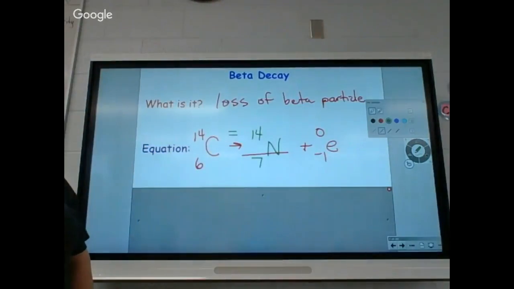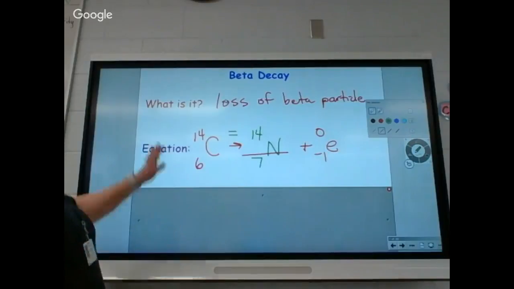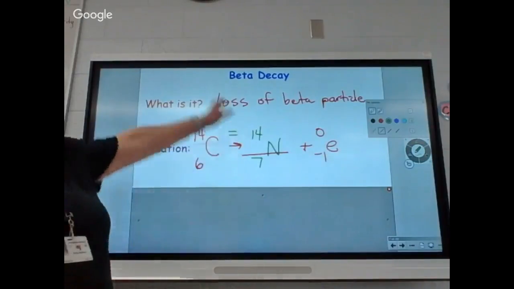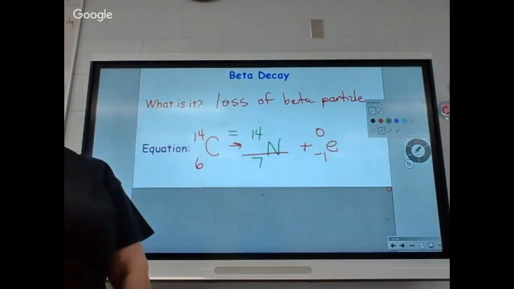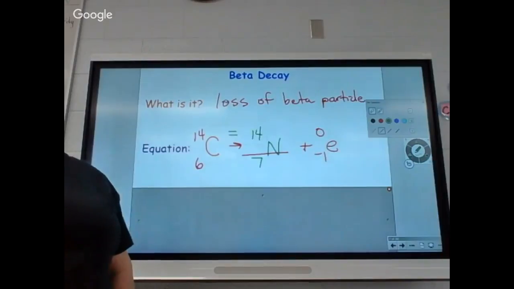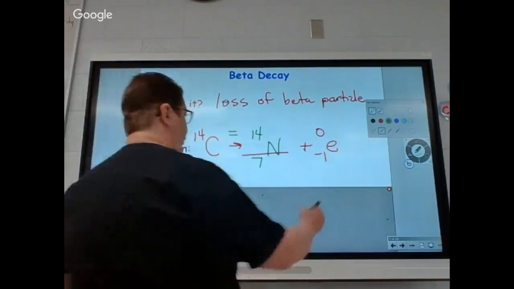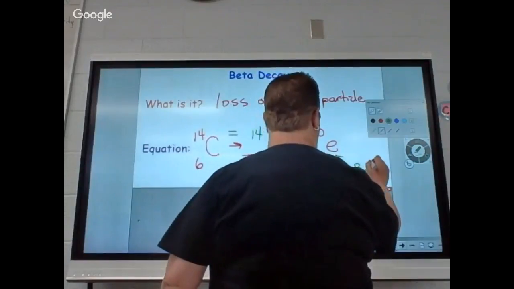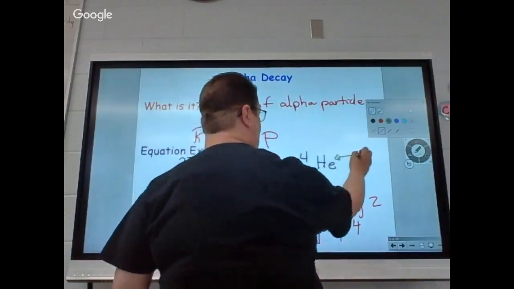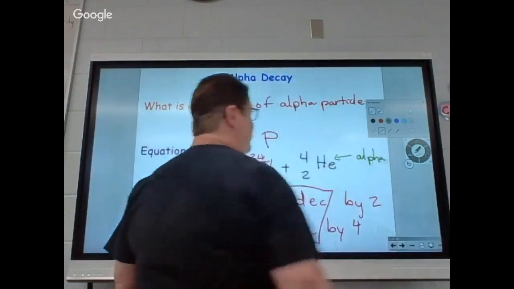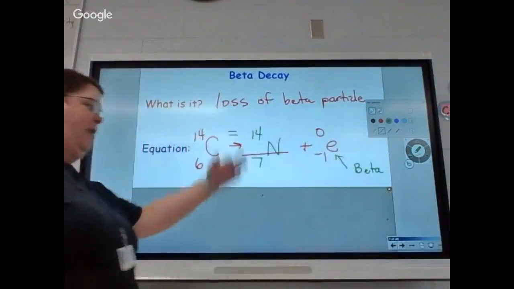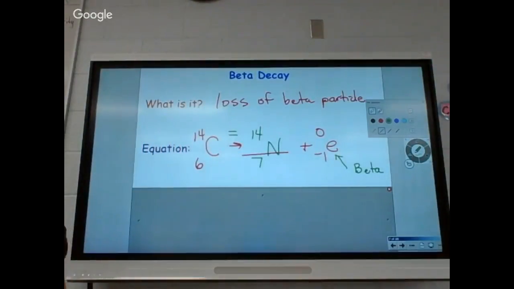Anybody else have a question? No. Now, what if I had said to you, what kind of decay takes place in this equation? How do you know it's beta decay other than I have beta written at the top of the board? It has the E. There you go. This right here tells you it's beta. This right here tells you it's what? That tells you it's alpha. If you see a helium, that says I'm alpha decay. If you see a beta or an electron there, that says I'm beta decay.